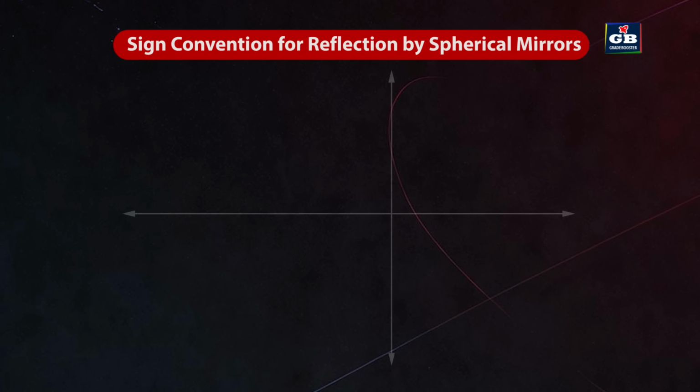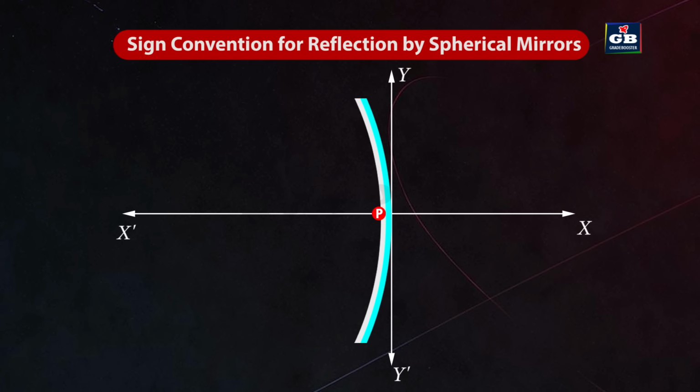Object placement. The object is always placed to the left of the mirror, indicating that the light from the object approaches the mirror from the left side. Measurement from the pole. Distances parallel to the principal axis are measured from the mirror's pole. The pole is the point where the mirror surface intersects the principal axis.